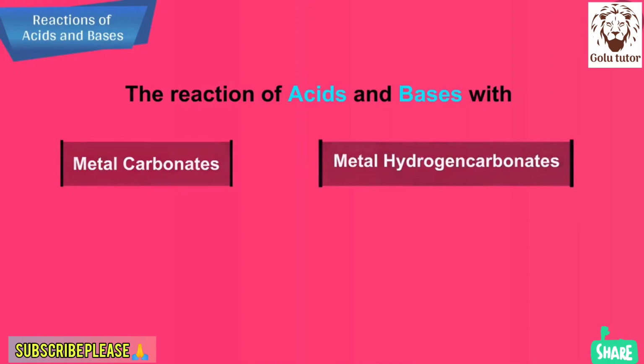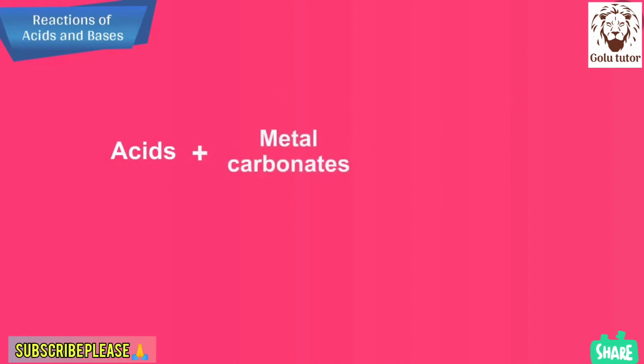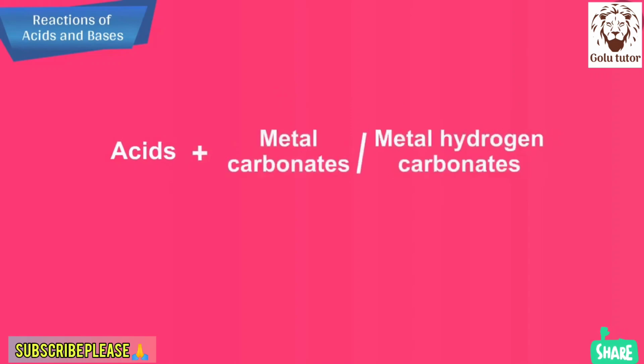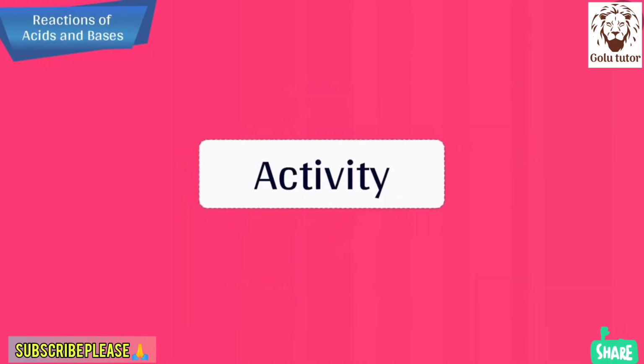First, we will discuss acids. So, acids react with metal carbonates and metal hydrogen carbonates to form salt, carbon dioxide, and water. Let us understand this by an activity.